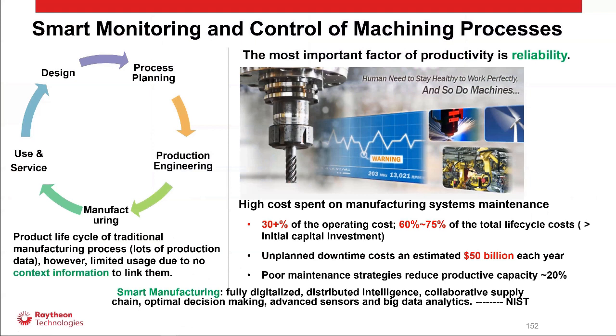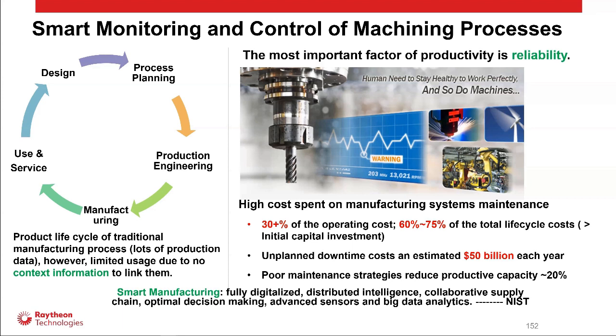This first chart shows some background on why this study is needed. The left-hand side shows the product life cycle of the traditional manufacturing process. Let's say it starts from design to process planning, to production engineering, to final manufacturing, and after that the surface. In this cycle, there is a lot of data, starting from the design, such as tolerance, detailed geometries, and also during process planning.